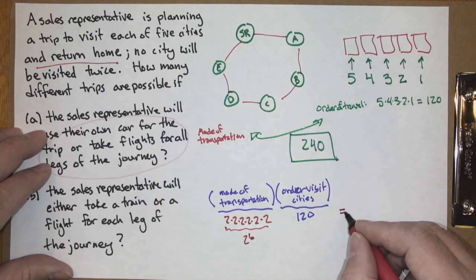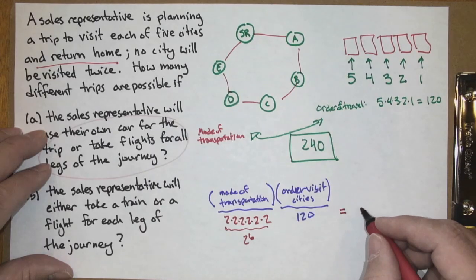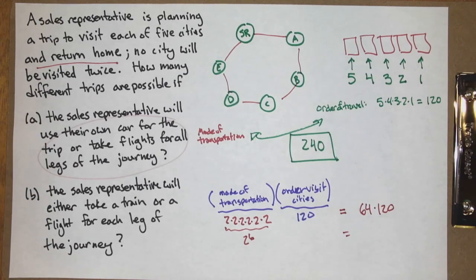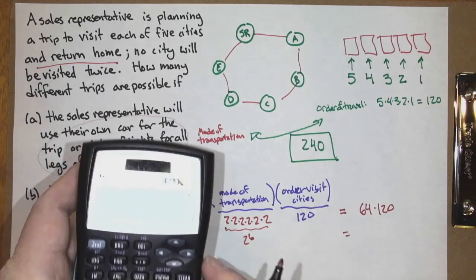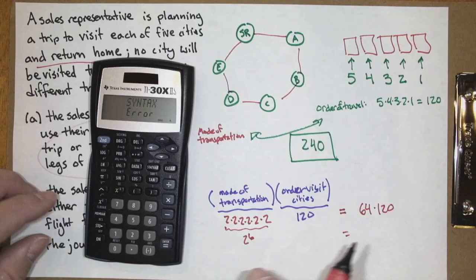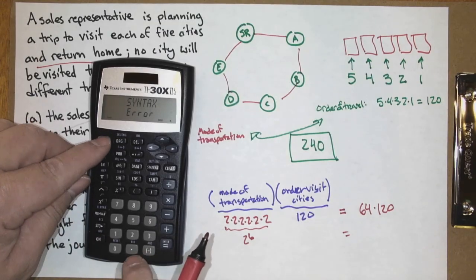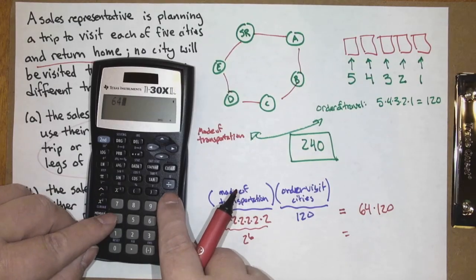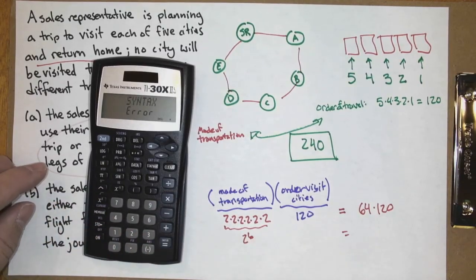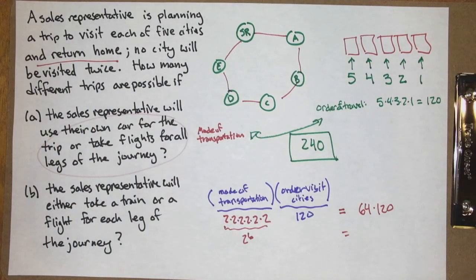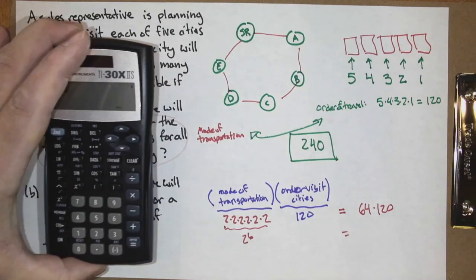Okay, so this is one I probably can't do in my head. 2 to the 6, that's not too bad. That's 64. So 64 times 120. And there's a reason they made calculators, right? Take 64 times 120, and we get a syntax error because I probably didn't clear everything. Clear. 64 times 120 equal. Okay, my calculator is not working today, so, there we go.